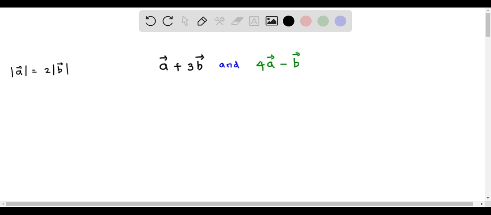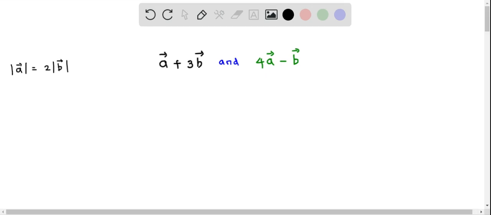In this question, we are given that the two vectors a vector plus 3b vector and 4a vector minus b vector are perpendicular to each other. And this means the dot product of these two vectors is zero according to the dot product rule. Because if we have a vector a and another vector b, and these two vectors are perpendicular to each other, then their dot product is zero. That is, a vector dot b vector equals zero.